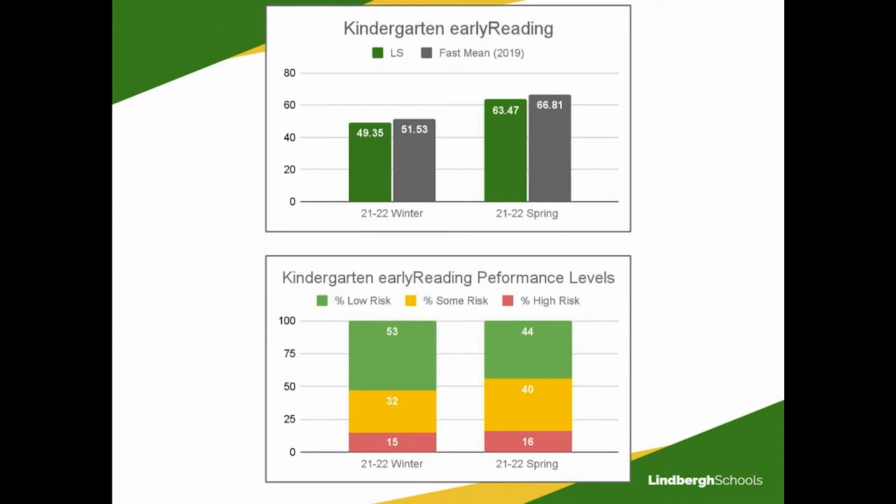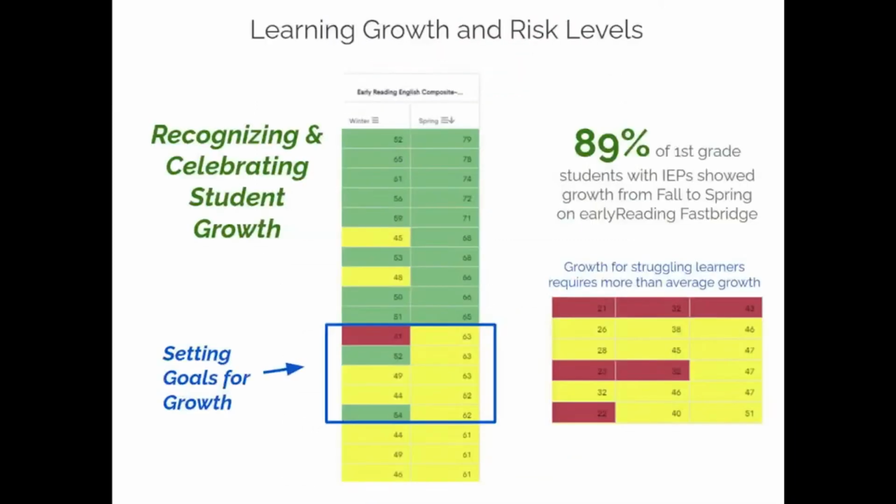Colin, can we slide to the left and go back one slide? All right, so this one gives us a good example. If you look in the blue box, the student who was a 52 in the winter in green, hey, celebrate, they're low risk. But then when we get to the spring, they're 63. Oh no, they've gone backwards, they're yellow.